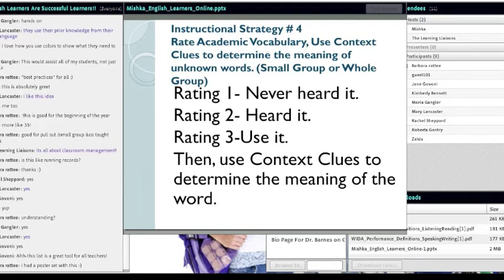So any questions on that? Do you see how this can be helpful in your classroom? Rating that academic vocabulary?